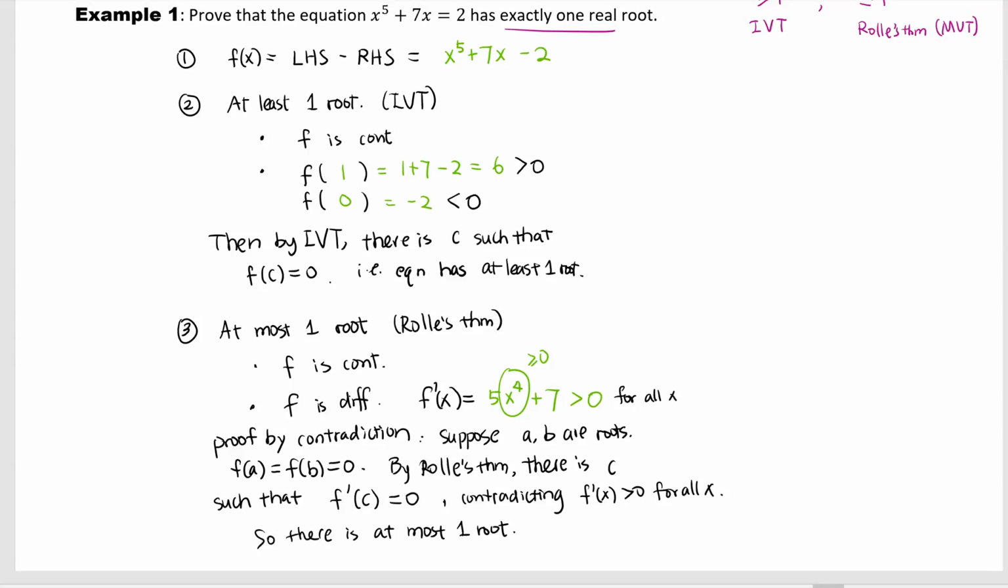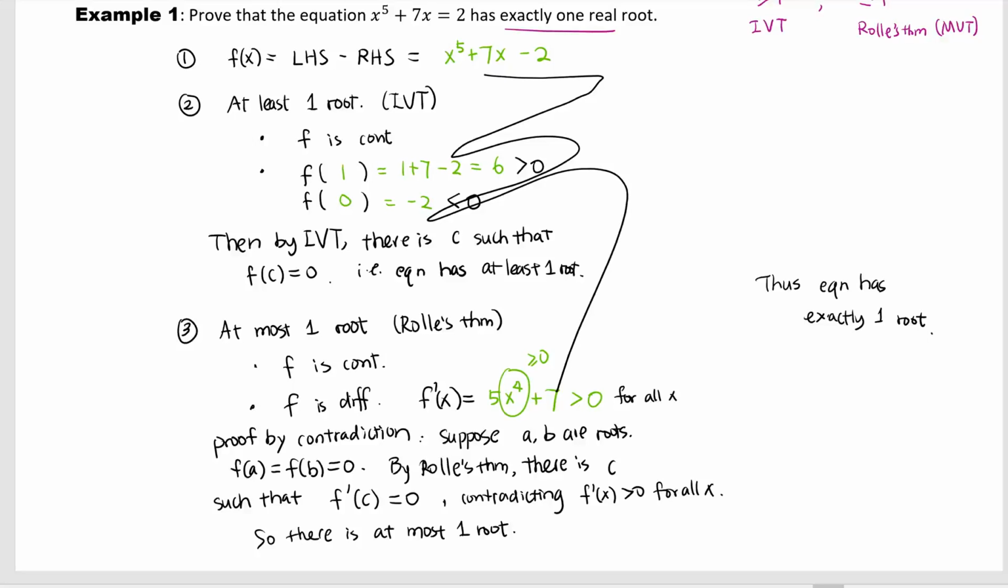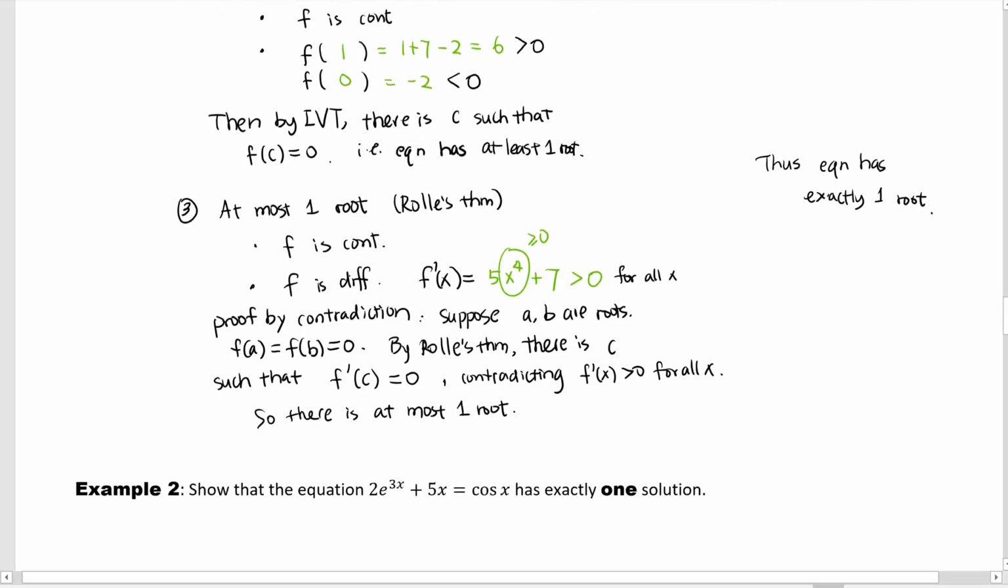So far so good, everybody? So combine all together, we get that the equation has exactly one root. And you can see for a different problem, the different equations, the steps are almost the same, and we only need to change the green parts. There are only 4 green parts there. So I hope that you can pause here and try to work on example 2.